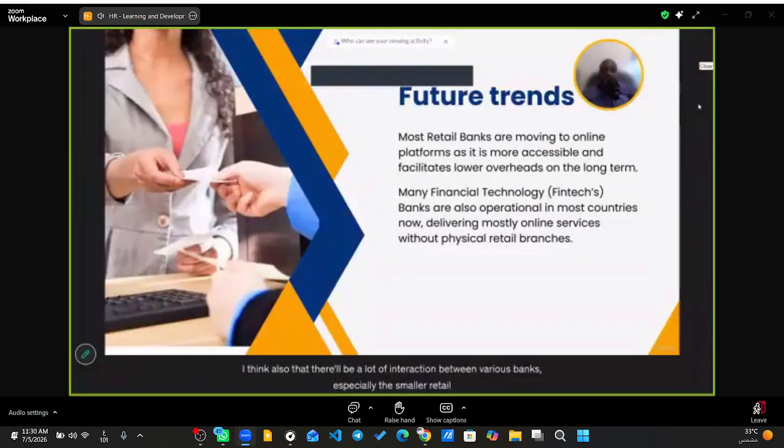I think also that there'll be a lot of interaction between various banks, especially the smaller retail bank services that are standalone services. They will join more networks because they will need to access more services that are being demanded by the customer to keep in business. And I'll see you on the next course.